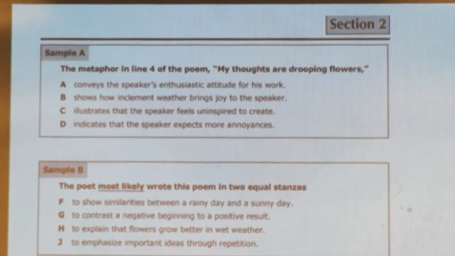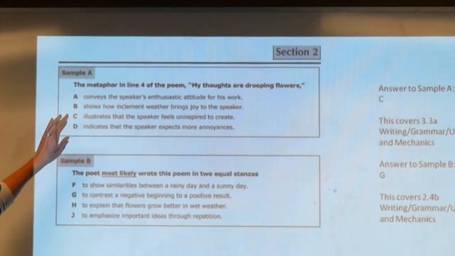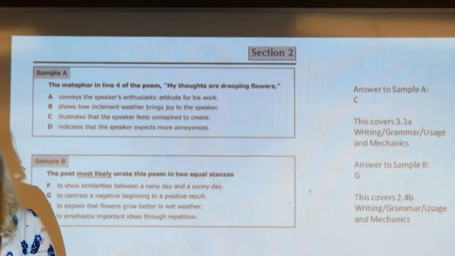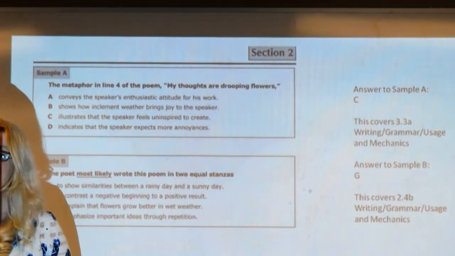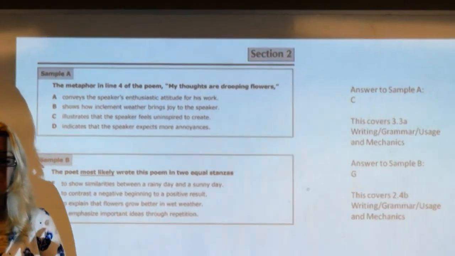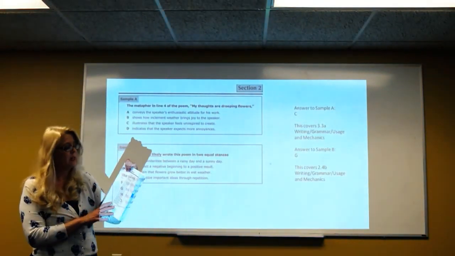Okay, did you get these answers? To sample A, the answer is C, and to sample B, the answer is G. Now, I want you to know how these relate to the standards. If you look in the back of your book, there's an answer key. I don't want you to cheat and use the answers for the rest of these, but I do want you to know how it relates to the standards that we talked about in the beginning.